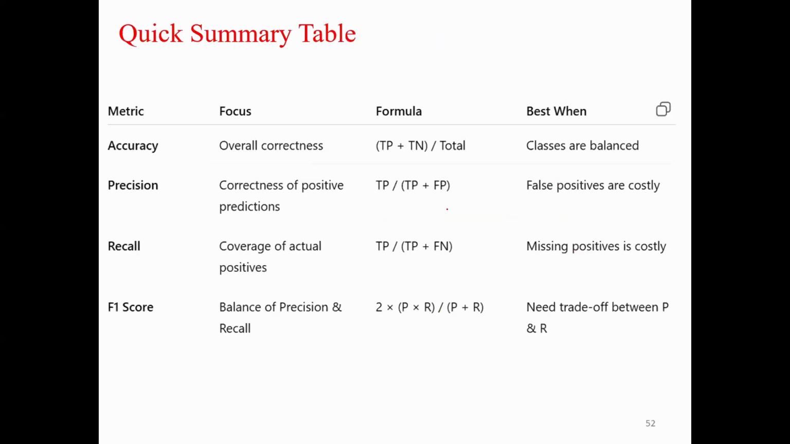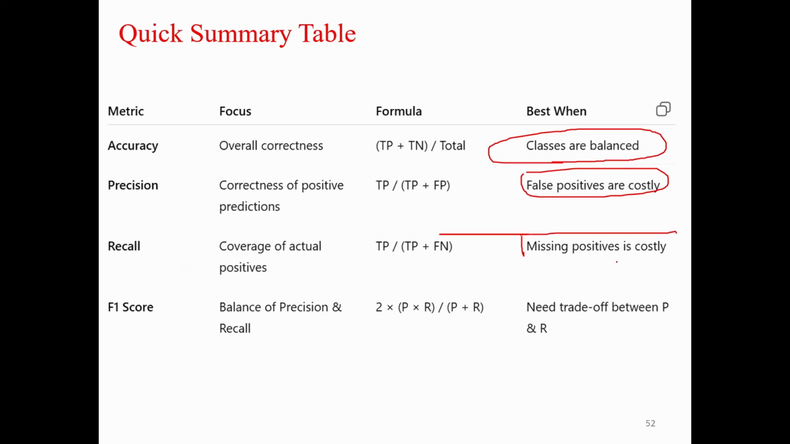So overall, in a summary table, I just cleared here. Use accuracy when the classes are balanced. I'll tell you what balanced classes are. If false positives are very costly, or you don't handle the false positive, then you have to give a penalty, right? If missing a positive is also very costly, then you have to find out the F1 score.